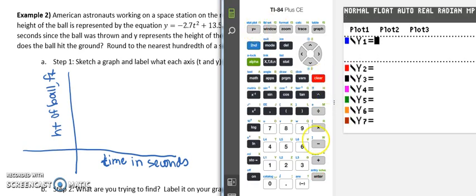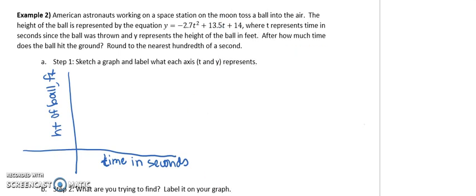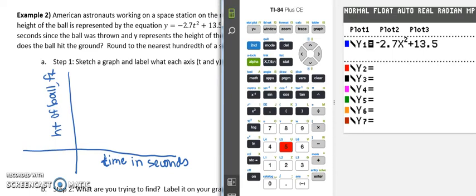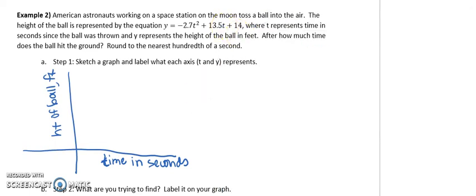Let's hit y equals. I'm going to clear it out. Negative 2.7x squared plus 13.5x plus 14. Oh, and notice they use t. You're going to use x. Your calculator uses x, so use x here.